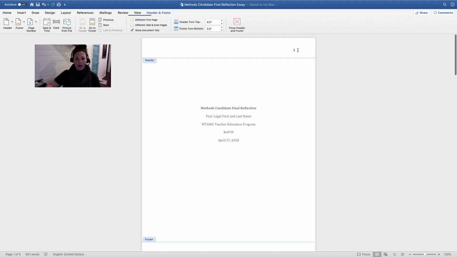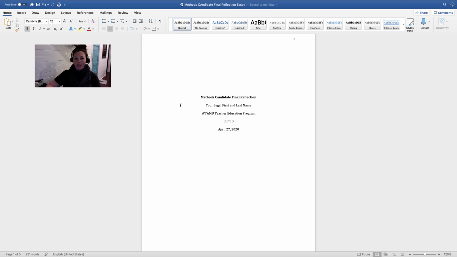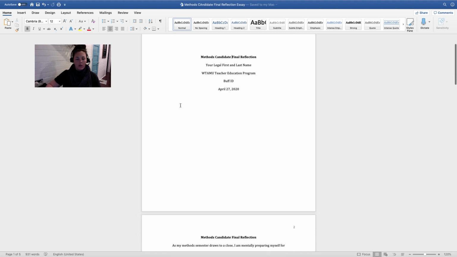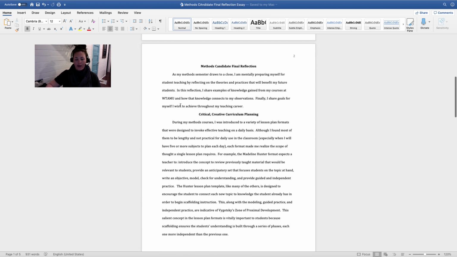Please put the page number in the header, and the font needs to be like Calibri, Cambria, or Times New Roman. Those are some of your options, but please keep the entire document in the same font. 11 point or 12 point will work with APA 7th edition. Everybody is going to have the same title for their paper. It will be Methods Candidate Final Reflection. That needs to be in bold and centered.